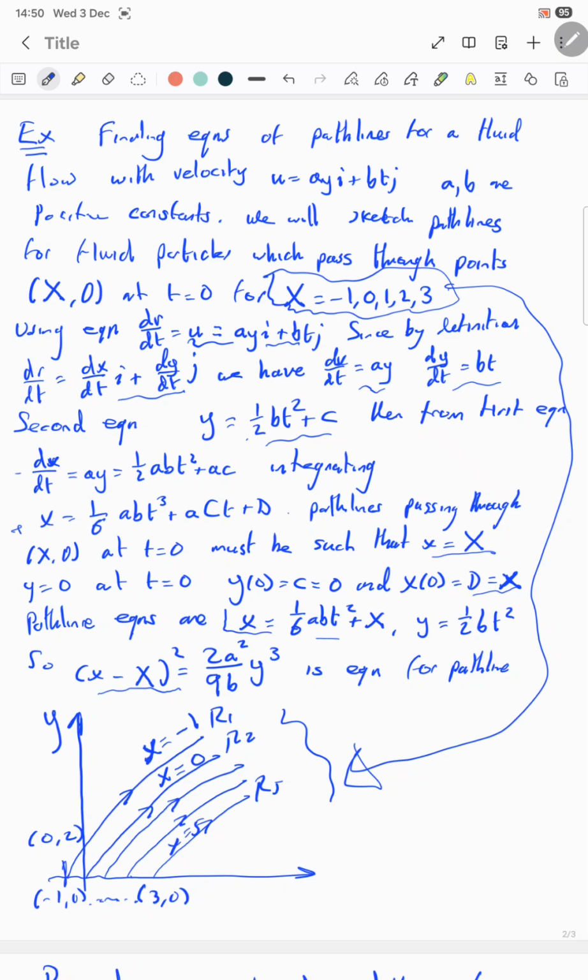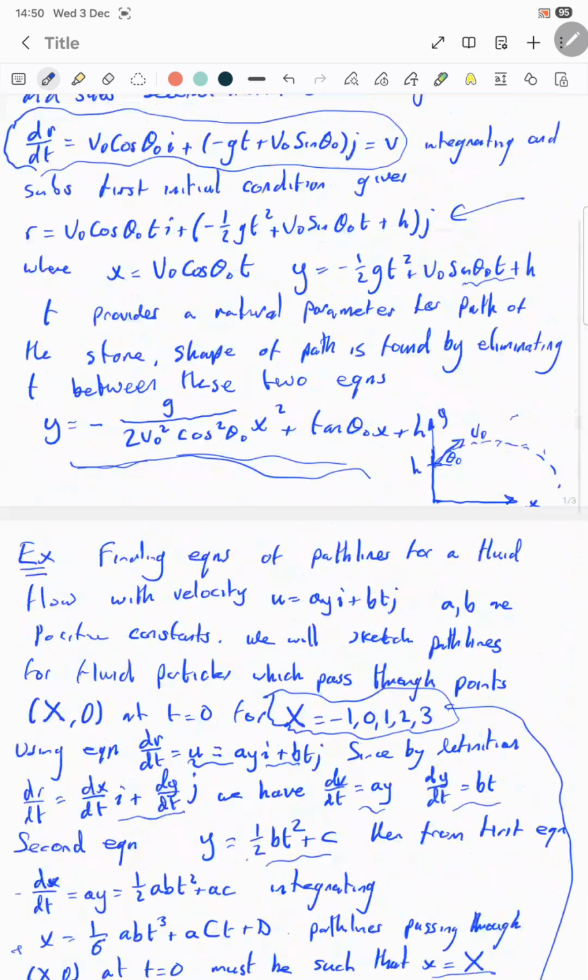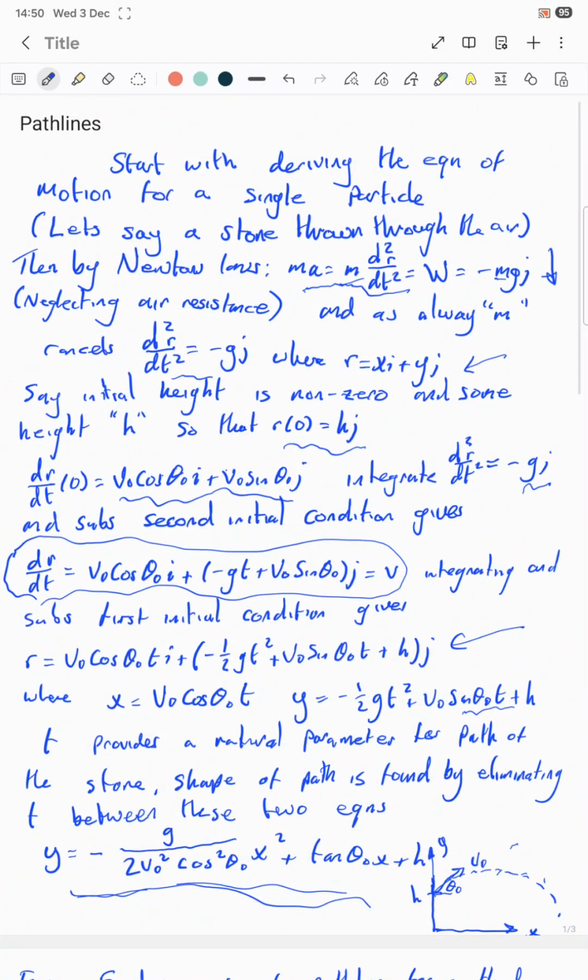Right, now, yeah, now that's our pathlines.